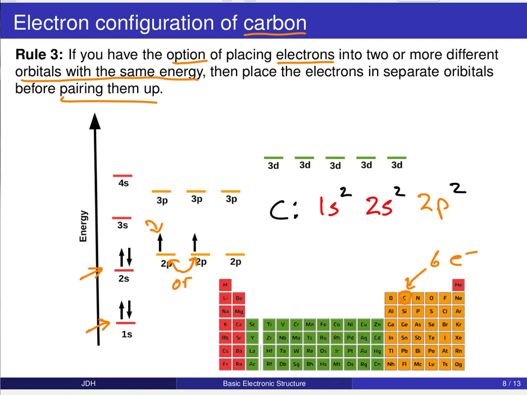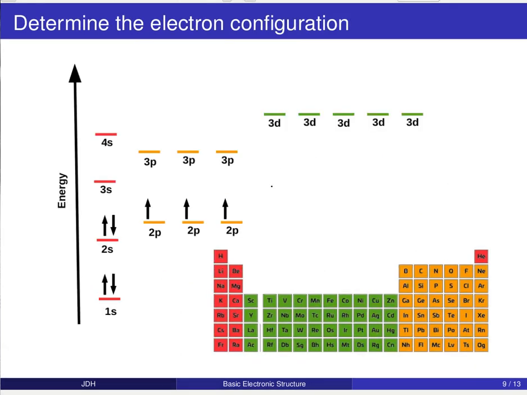So if we move on to nitrogen, adding in a 7th electron, we end up with an electron configuration like this, where we just increment our electron total count by 1 by putting 1 additional electron in a p orbital, again following rule 3.